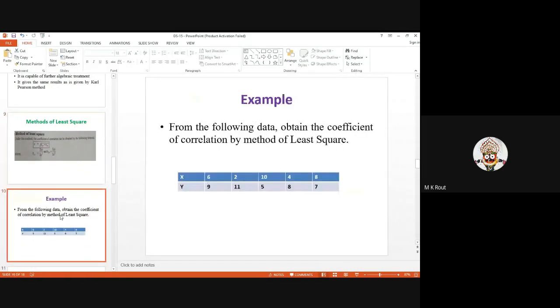So here a particular group data is given in case of x variable and y variables. From the following data, obtain the coefficient of correlation by the method of least squares. In case of x variable, we have 6, 2, 10, 4, 6. And in case of y variable, we have 9, 11, 5, 8, 7. Just note down the data.